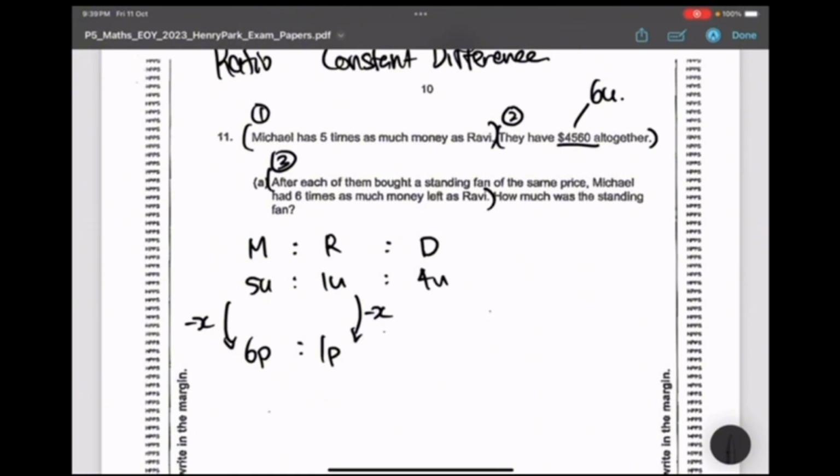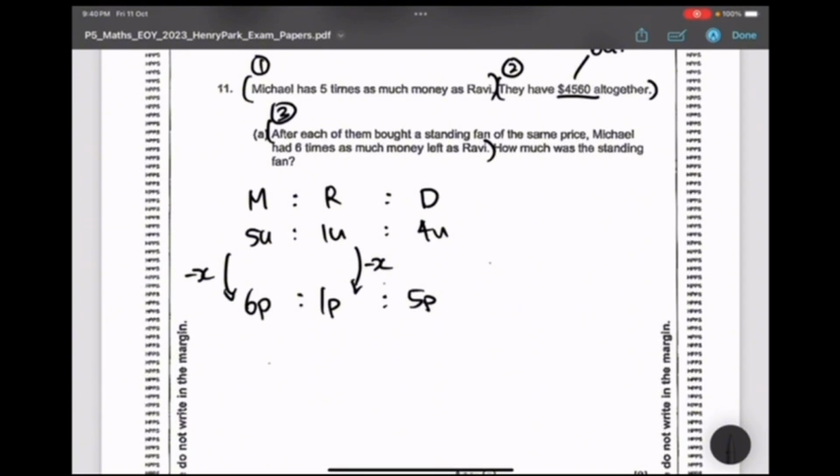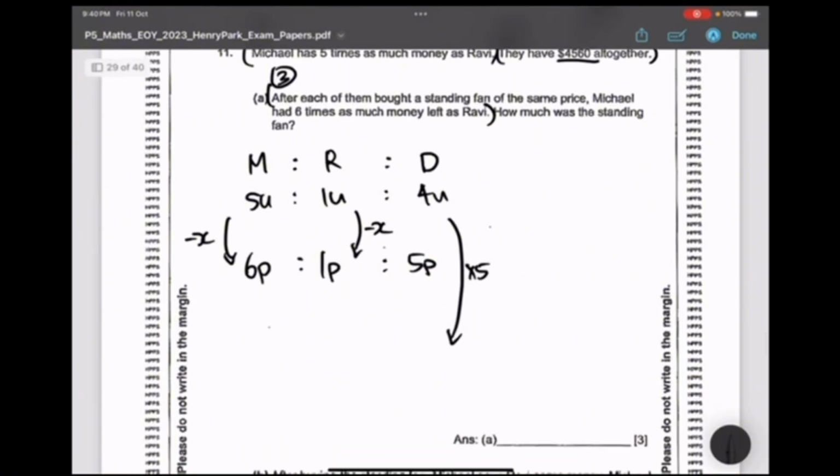And after the subtraction, the difference in parts would be 5 parts. We know that 4 units and 5 parts are the same. So what I want to do is to make them equal. So how can I do that? I want to multiply my 4 units by 5, and if I multiply it by 5, what I'm going to get is 20 units.